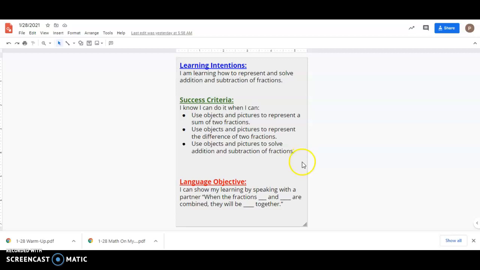So we can talk to each other, we can use the sentence stems: when the fractions blank and blank are combined, they will be blank together. So when the fractions 1/4 and 1/4 are combined, they will be 2/4 together, which is what we saw on Tuesday.